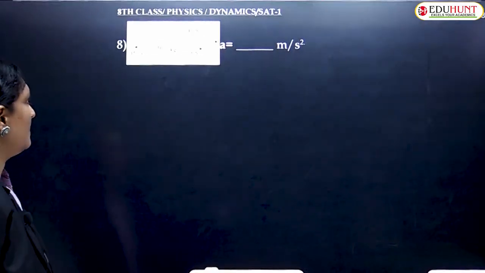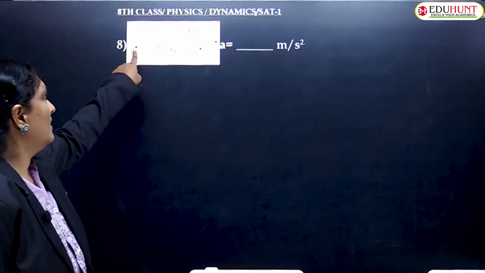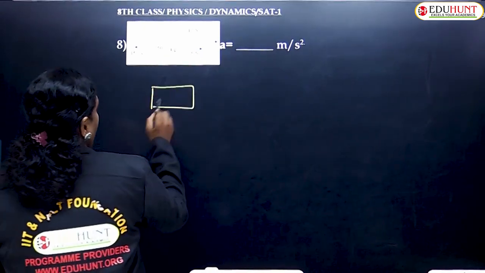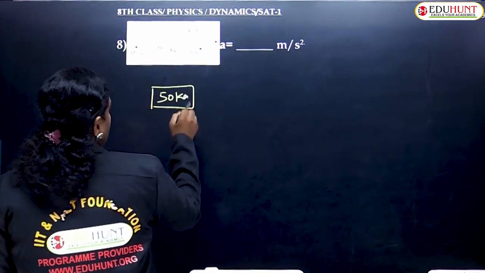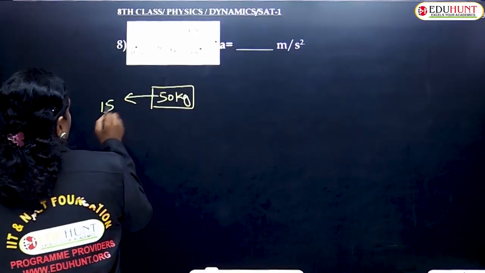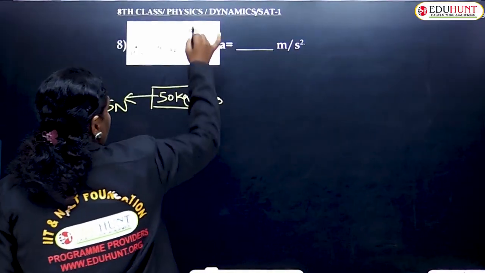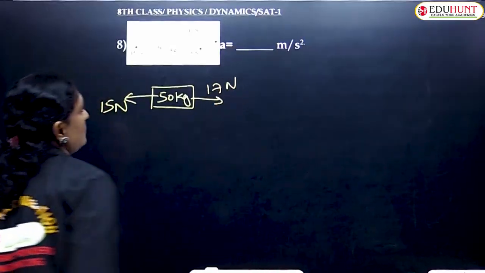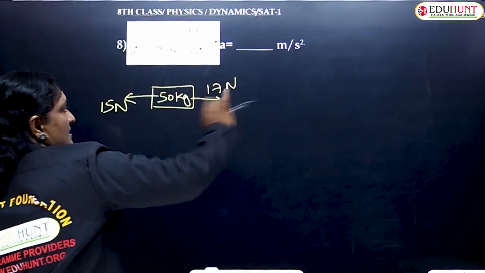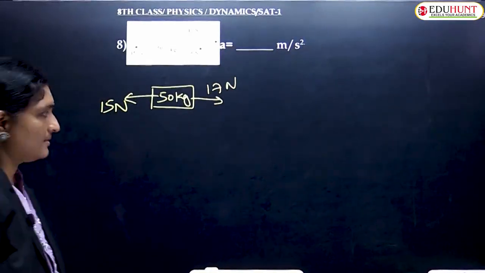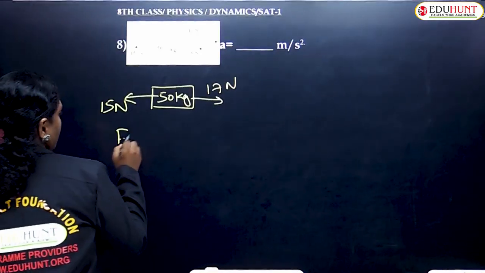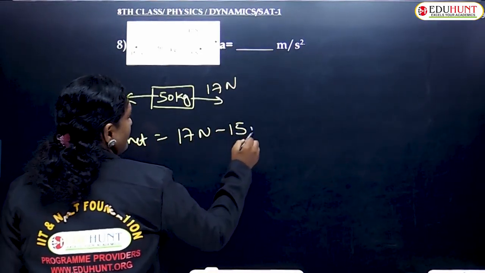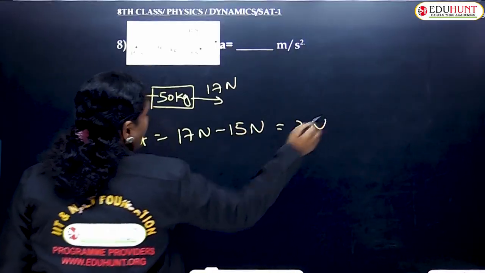Next question. Here also again 3 forces are given. Here 50 Newton and here let us try to simplify. How much mass? 50 kg. This direction 15 Newtons and this direction 12 plus 5, both in the same direction, that is 17 Newton. Here the right side force is larger and the left side force is lesser. So we know that F net is equal to larger force minus smaller force. How much is that? 2 Newtons.